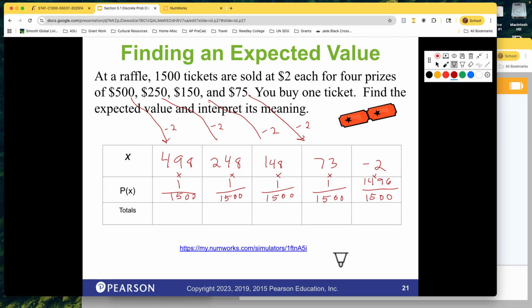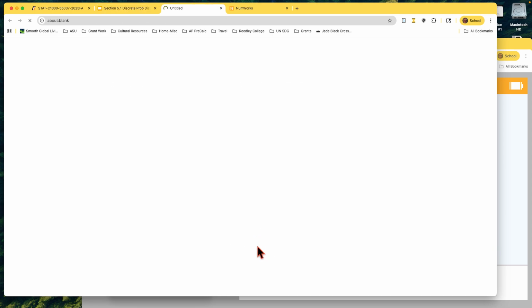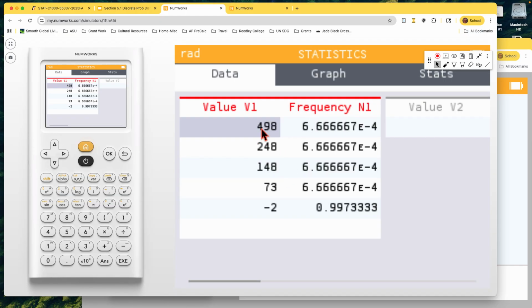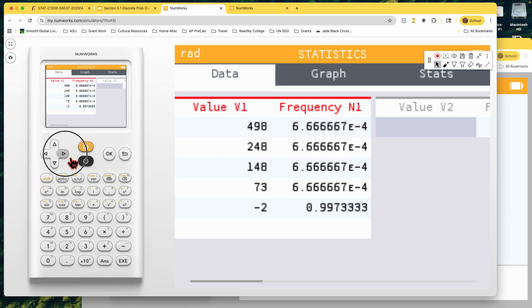But that's not what I'm going to have you do. Once you have it set up, you're going to want to say expected value is really just a weighted mean. So if you click on this one, I've already got it set up. It'll take us to a different one. I'm going to go full screen. So 498, 248, 148, 73. Those are the possible winning values, right? These are the probabilities.